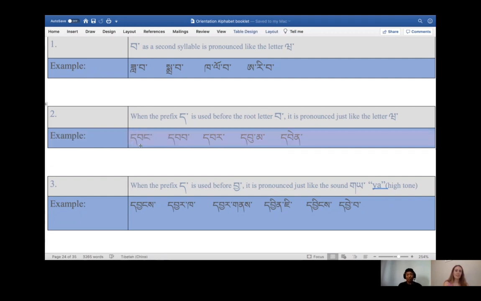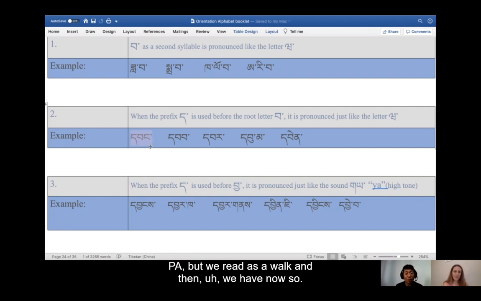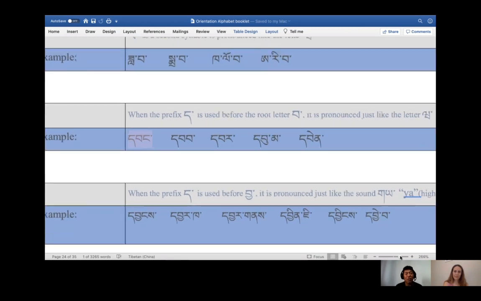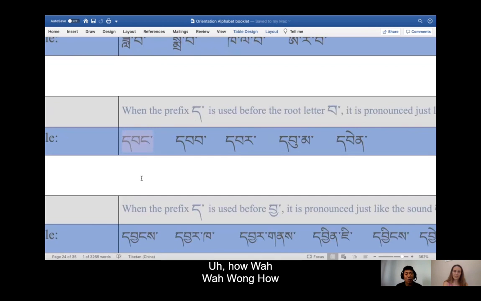Yes. So it's wa. Prefix ta, root letter pa, but we read it as wa. And then we have nga. Ta, wa, nga, wang. Wang. And then next we have ta, wa, pa, wap.